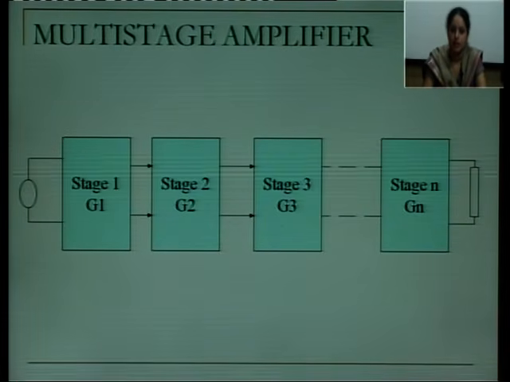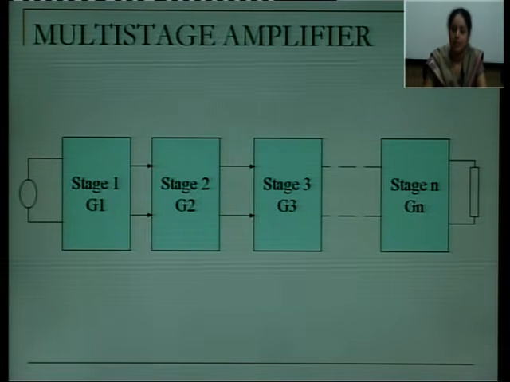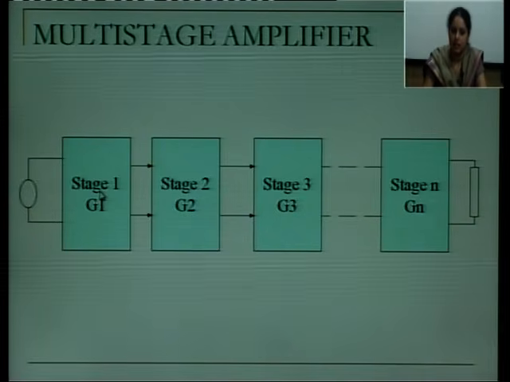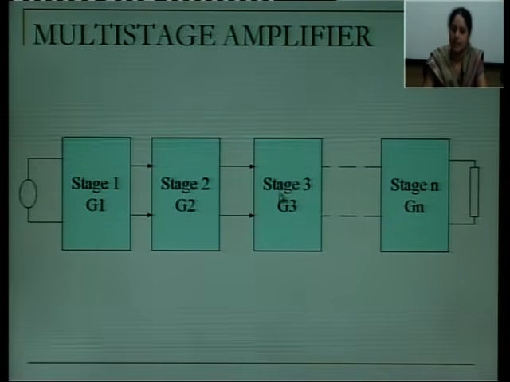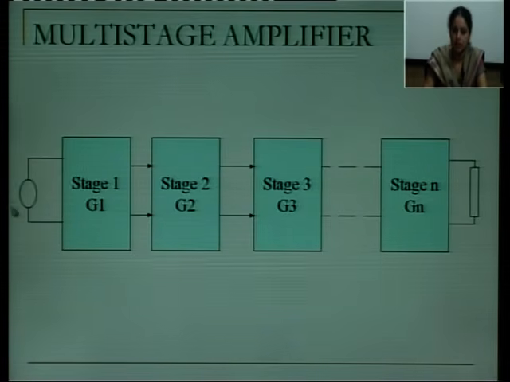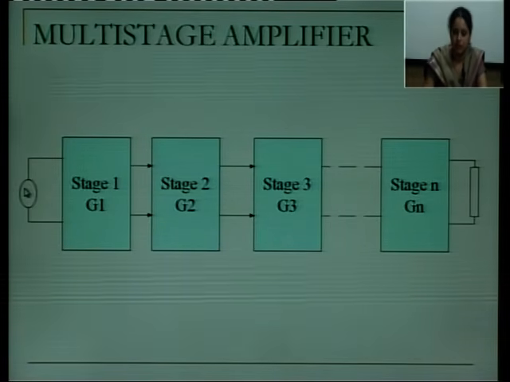Now we have to calculate, with an example, the gain of a multi-stage amplifier. Here the block diagram shows a multi-stage amplifier with n stages, starting with stage 1, proceeding with stage 2, stage 3, up to stage n, with individual gains G1 as the gain of stage 1, G2 as the gain of stage 2, G3 as the gain of stage 3 and Gn as the gain of stage n. Now, for example, let V in be the input of your multi-stage amplifier.